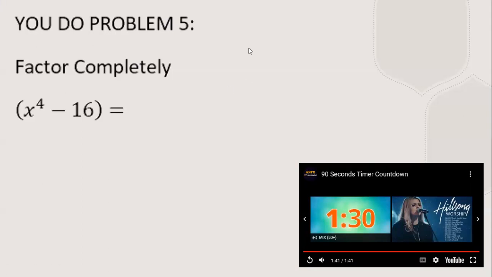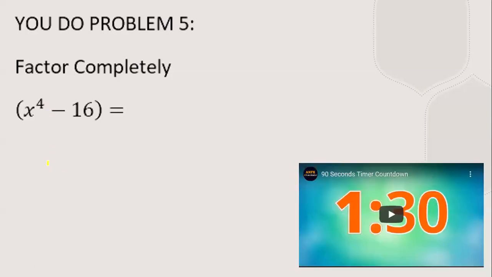All right, guys, let's see how we did. So, here we go. We have our 2 perfect squares here, right? And they're being subtracted. So this is a dots problem, difference of 2 squares. So step 1 is going to take the square root. What is the square root of x to the 4? X to the 2nd. What is the square root of 16? 4. When you take the square root of something, you're going to have a positive and a negative.